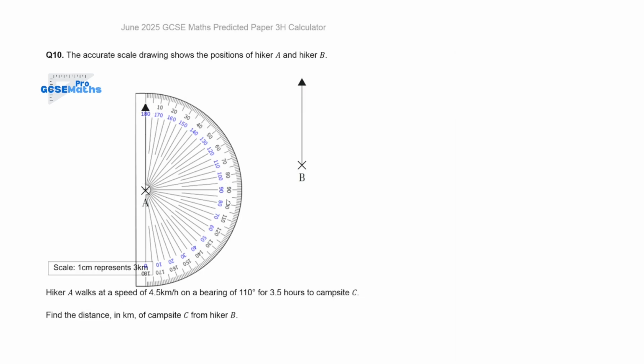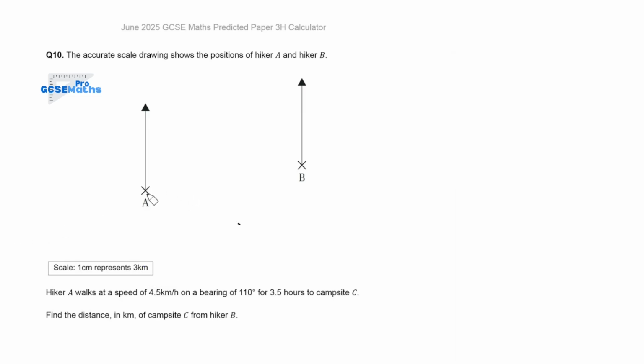So I want to go to 110. So that would be about here. So grab your pen or your pencil, you can just roughly mark that. That's about 110 there. Then you can draw a line that goes through that and maybe extend it a bit further because we haven't tested the distance yet. So campsite C is somewhere along this line. Now I need to figure out, well, how far along the line.